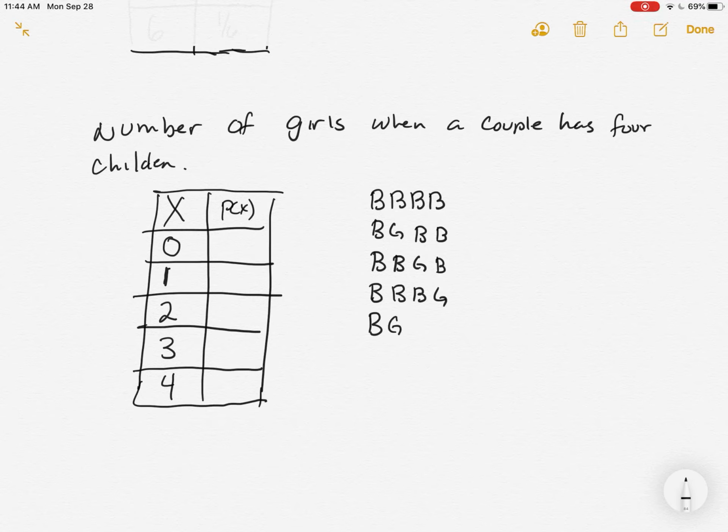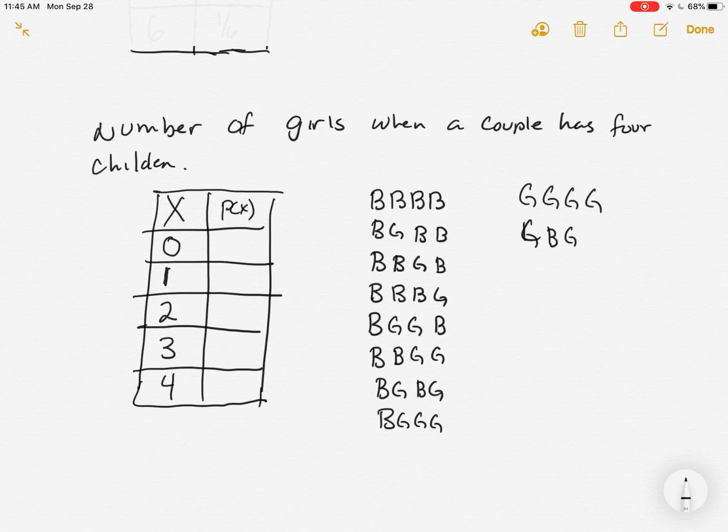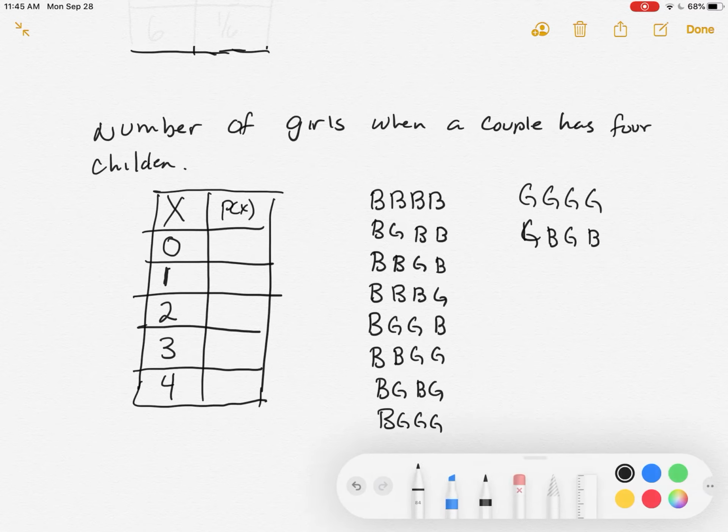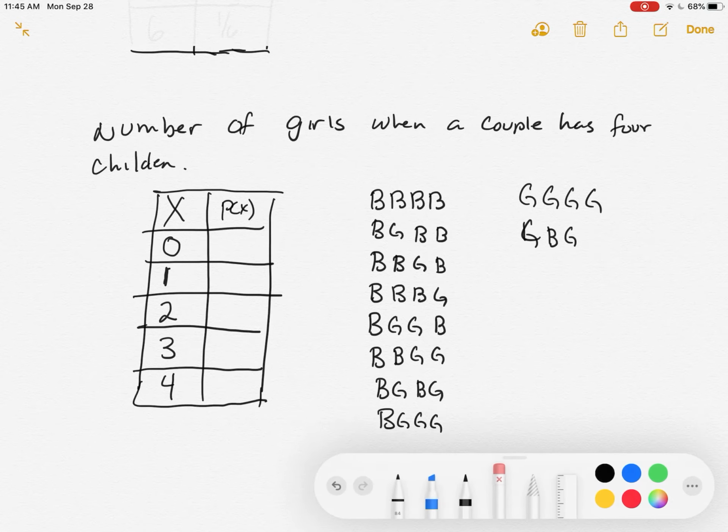Well, still with the boy being born first, we could have had 2 girls, and it could have looked like that, or it could have been boy, boy, girl, girl, or it could have been boy, girl, boy, girl. And we could also have a boy and 3 girls. That exhausts everything with the boy being born first. Now let's let a girl be born first. We could have all girls. We could have a single boy. I forgot what I was doing.